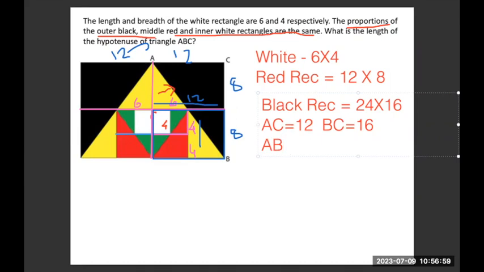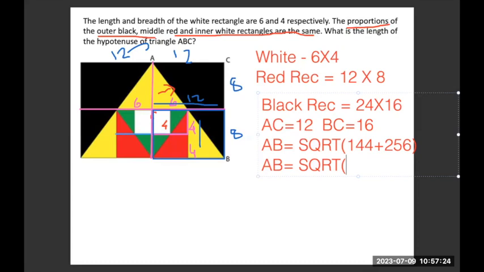hypotenuse AB ka square, or I'll just write square root here, SQRT, square root of 12 by 12 is 144 plus 16 by 16 ka I have to check. I'm sorry, I don't know. 16 into 16 is 256. So AB will be equal to SQRT of 144 plus 256, 400. So AB will be equal to 20 centimeters. So the correct answer is 20 centimeters.